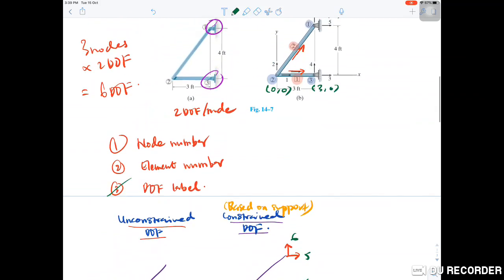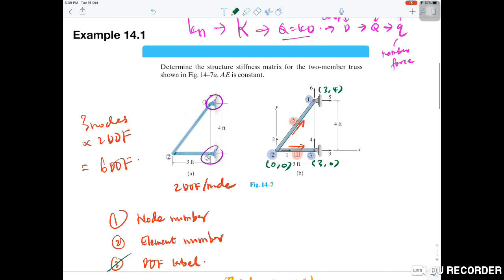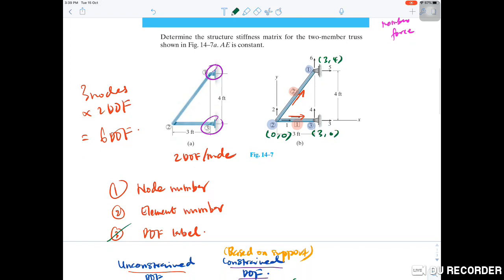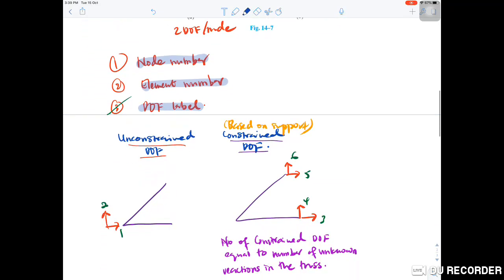Okay, so before we start analyzing a truss using the stiffness method, we need to, number 1, make sure that the diagram has node numbers. Number 2, we make sure the diagram has element numbers. Number 3, we must make sure that we label the degrees of freedom according to the unconstrained and constrained system. Like this, we put X as number 1 followed by Y. 1, 2, 3, 4, 5, 6.